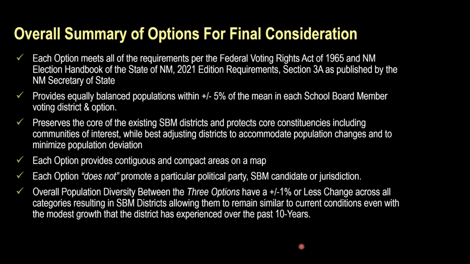So just as a final summary, each option meets all the requirements based on the Federal Voting Rights Act, as well as the New Mexico Secretary of State handbook requirements. We do provide equally balanced populations within plus or minus 5% of the mean in each of the voting options. We do preserve the core of those existing districts and protect the core constituencies. Each option is contiguous and compact. We don't promote a particular party or candidate or jurisdiction.